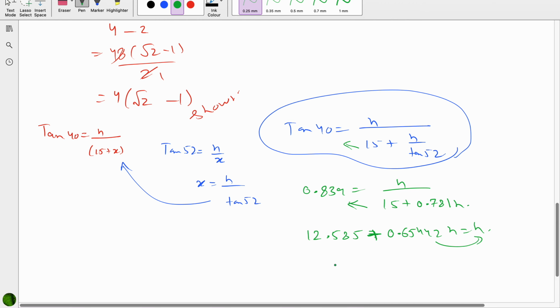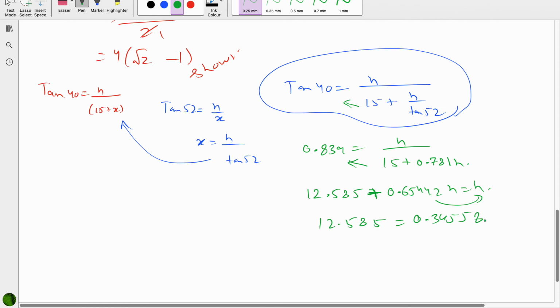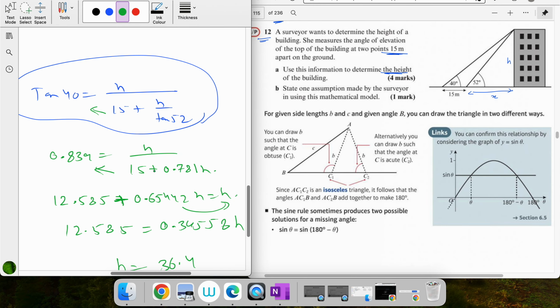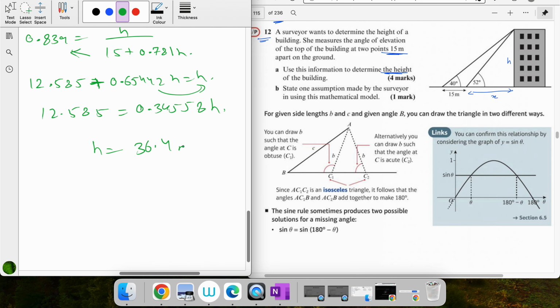Now we take this to the other side and subtract from 1, and we get 0.34558. Now divide this number on the other side to get h, that is equal to 12.585 divided by the number, which is 36.4. And all readings were in meters, so the height is 36.4 meters.